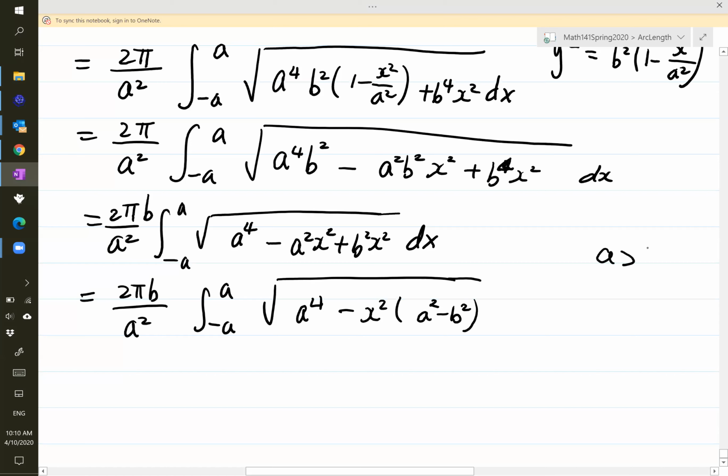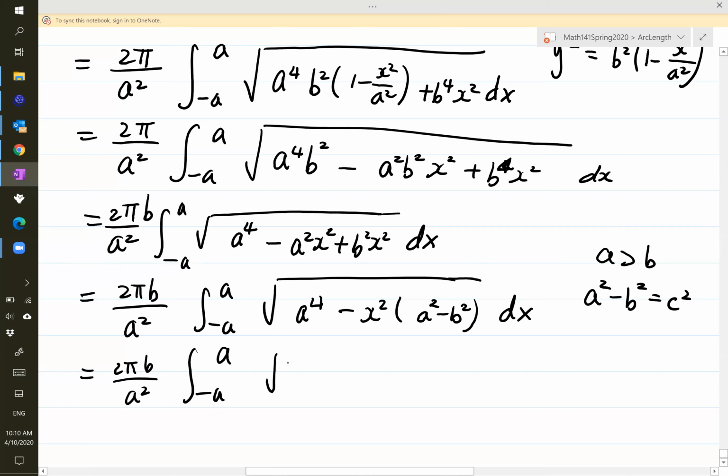Remember, a is greater than b. a squared minus b squared is c squared. For this ellipse, c squared is defined as a squared minus b squared. So this will be 2 pi b over a squared, negative a to a, a power 4 minus c squared x squared dx.